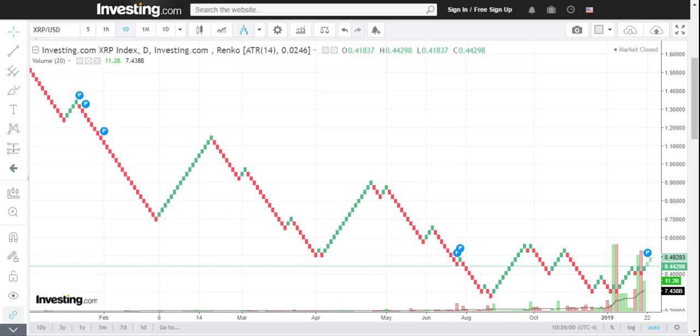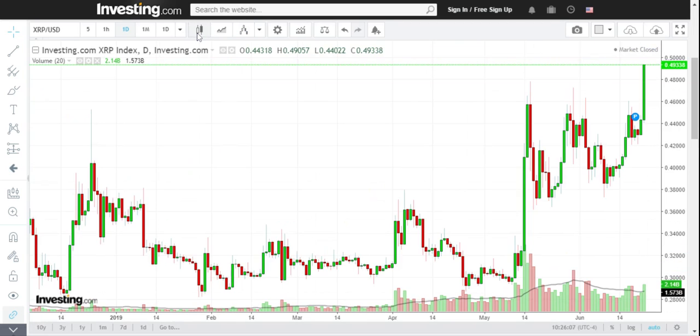Here I have a Renko chart, but I will start with a normal chart with Japanese candles. As we can see here, this is a daily chart. We can see a breakup of the horizontal resistance that we had here between 0.45 and 0.47, and we see an increase in the volumes.